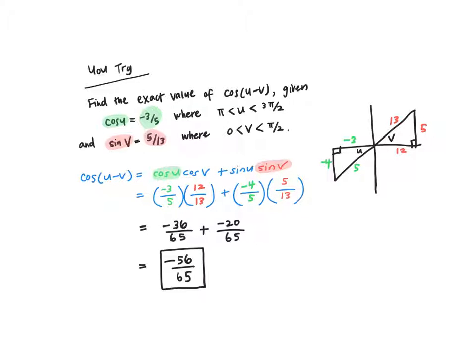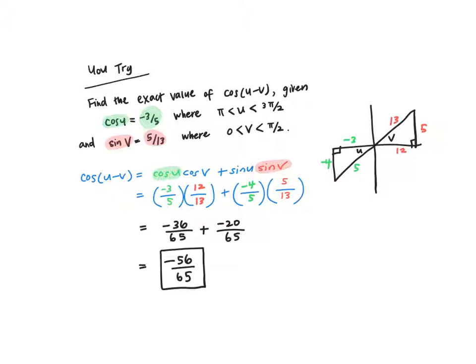So you end up with sine of u, being opposite over hypotenuse, giving you negative 4/5. For angle v between 0 and pi over 2, that being quadrant 1, opposite over hypotenuse is 5/13. So again, this is a 5, 12, 13 triangle. If you didn't know that, use the Pythagorean theorem.